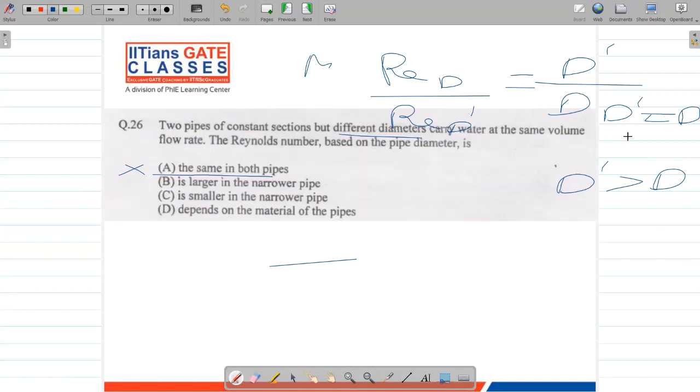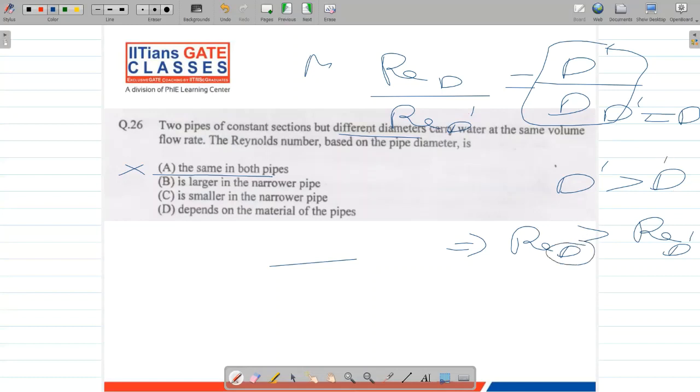So from this expression, we can see that your RHS is going to be greater than 1, right? Because D prime is greater than D. So your LHS also should be greater than 1. So that implies your Reynolds number of diameter D is greater than the Reynolds number of diameter D prime. So which basically tells you, D is the pipe with narrower diameter. So your Reynolds number is definitely higher than that.